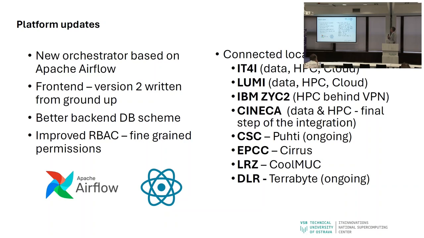And we also extended the portfolio of connected locations. Apart from the IT4I clusters, Karolina and Barbora and so on, also to LUMI. We also have a private HPC cluster behind the VPN, which means that we can accommodate various situations where the HPC clusters are isolated from public access. Then we connected CINECA, Leonardo and Galileo. We are also working on being connected to the Puhti cluster operated by CSC. Then we also connected the EPCC location with our Cirrus cluster and a small cluster at LRZ, and are working on connection to the Terabyte platform at DLR.